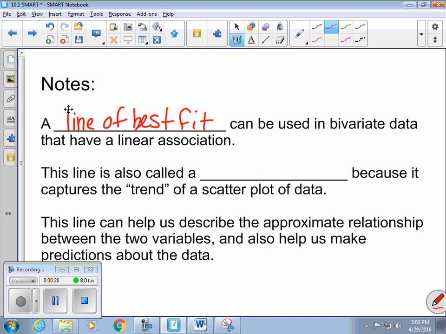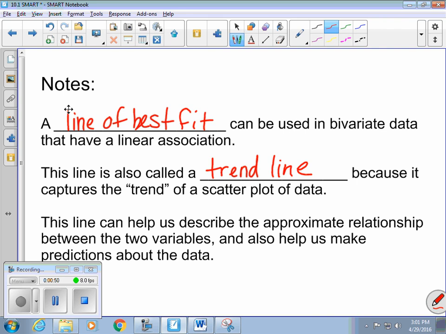And so what you're going to see on these scatter plots that we're looking at is that they essentially go in a straight direction. Either they are increasing or decreasing, or they're all staying the same. This line is also called a trend line, because it captures the trend of a scatter plot of data.